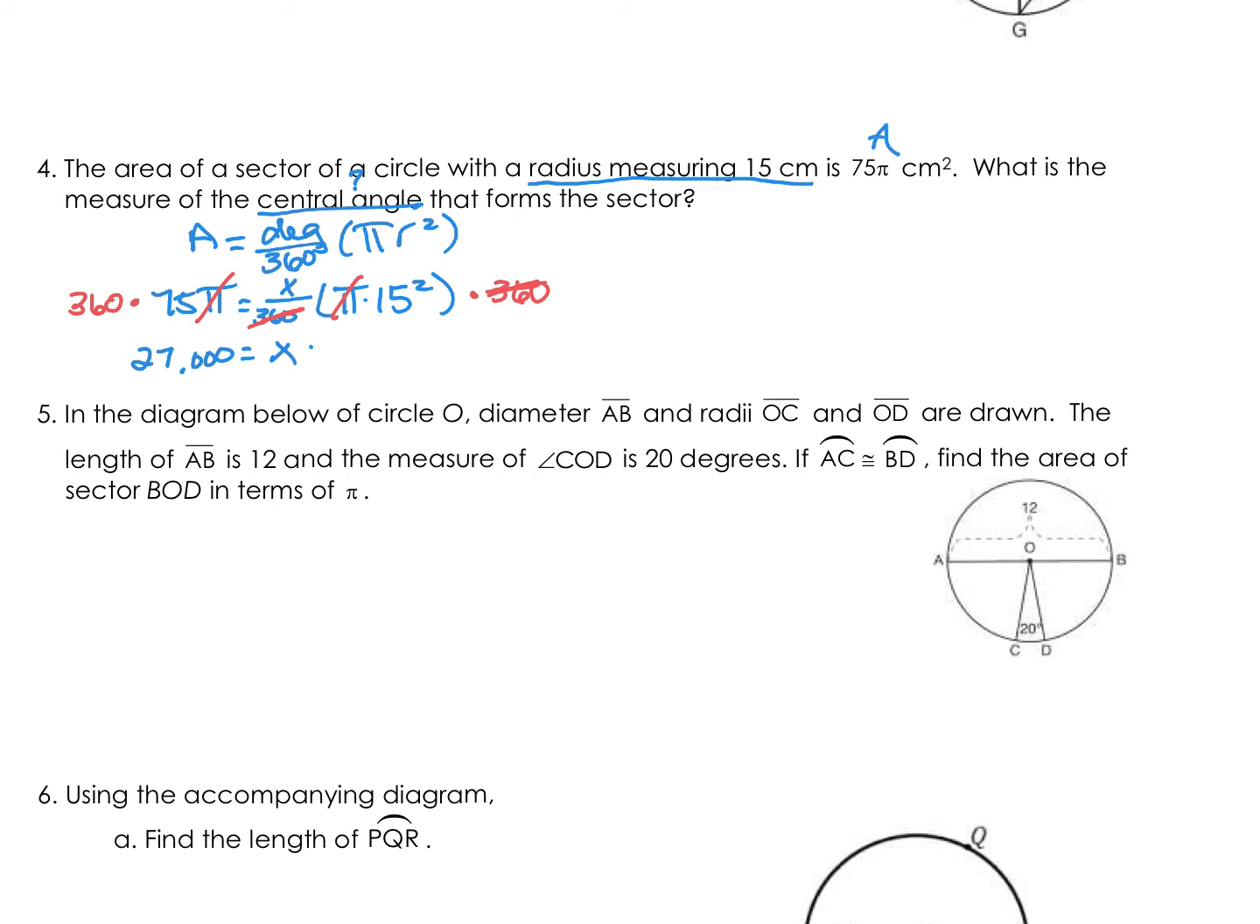15 squared is 225. And all I got to do now to get rid of the 225 is to divide both sides by 225. And that will give me my x, which is 120. And we were finding an angle, so that's actually degrees. And look how nice that turned out.